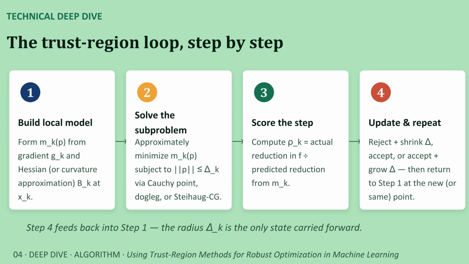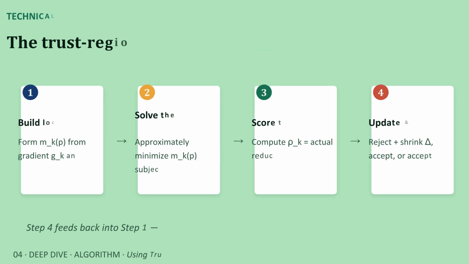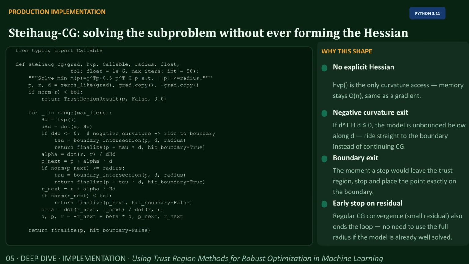And Steihaug conjugate gradient is the workhorse at real machine learning scale, precisely because it never needs the Hessian explicitly, only Hessian vector products, which keeps memory linear in model size. Let's see exactly what that looks like as code. This is Steihaug conjugate gradient, truncated CG, adapted to respect a trust region boundary. It's the standard subproblem solver at machine learning scale, and understanding why it's shaped this way tells you almost everything about production trust region optimization.